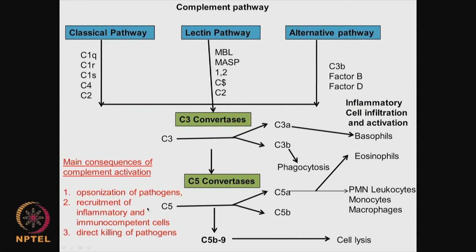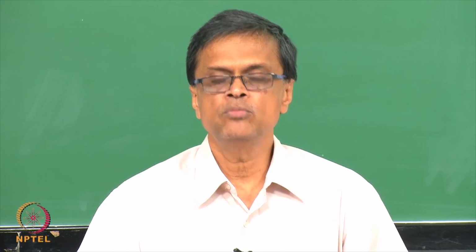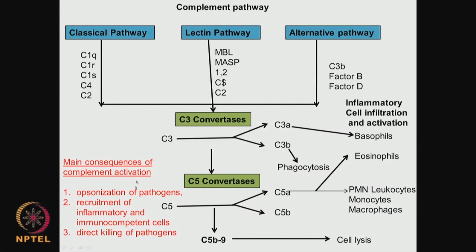They all want to go towards the place where the biomaterial is placed. And third is direct killing of pathogens. They directly go and kill the pathogens. It could be a bacteria, because the biomaterial is always considered as a foreign object. So, for the immune system they are unwanted. Okay. So, three things these complement proteins do.